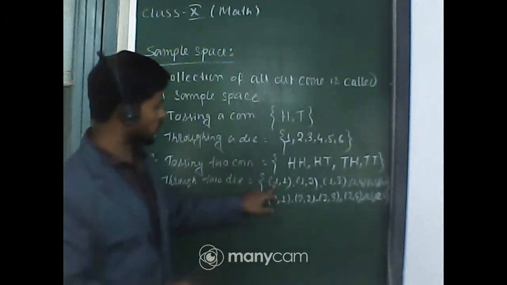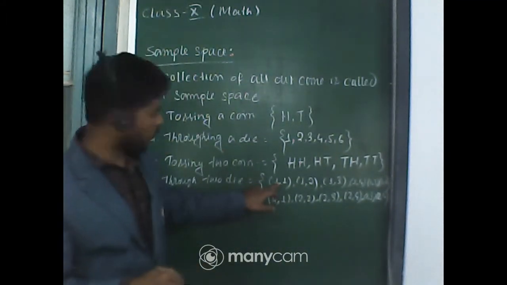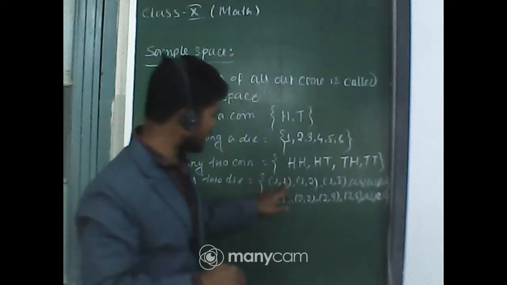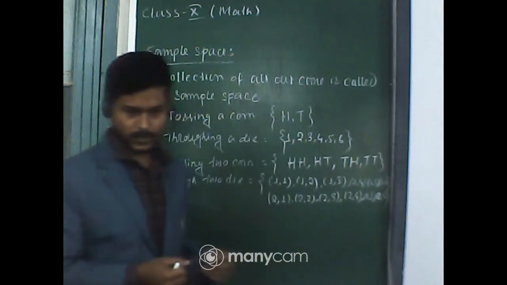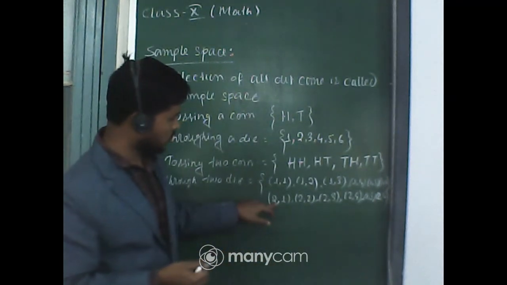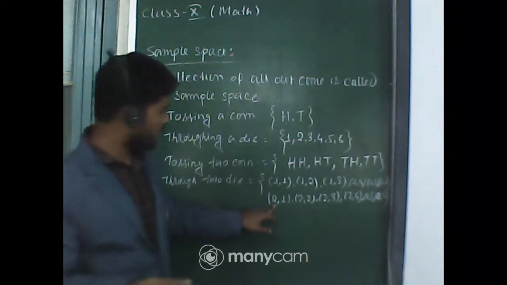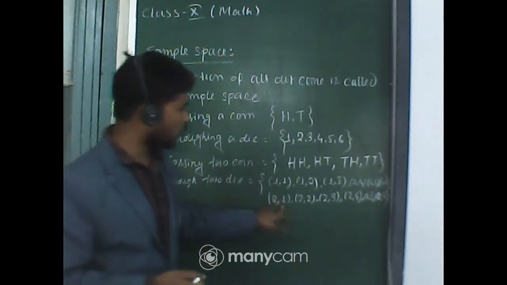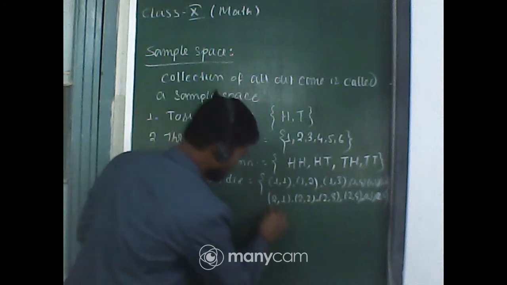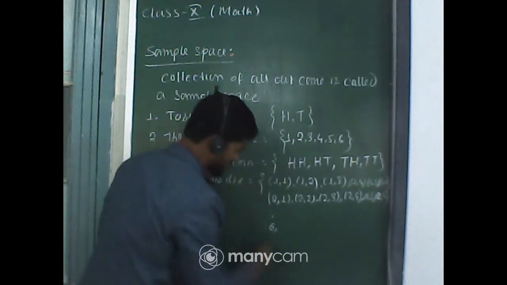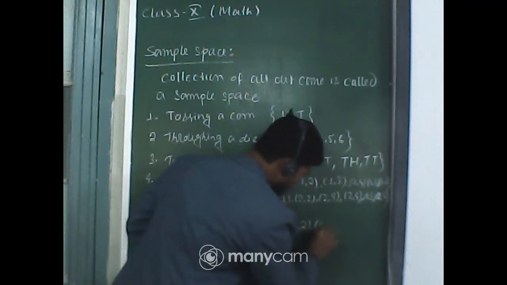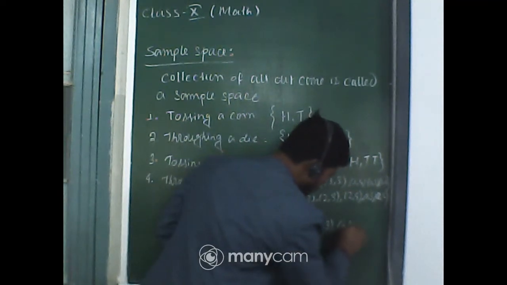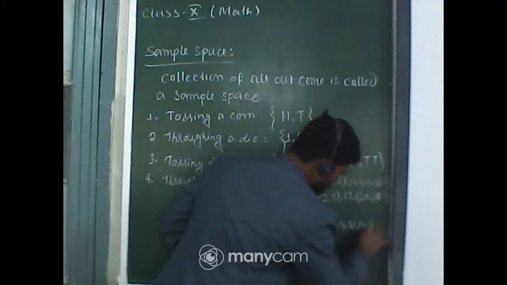So corresponding to 1 in the first die, the second die may show 6 possible elements: 1, 2, 3, 4, 5 and 6. Similarly, when the first die shows 2, then the second die may show any number from 1 to 6. Similarly, if the first die shows 6, the second die may be 1 or 2, 3 or 4 or 5 or 6.